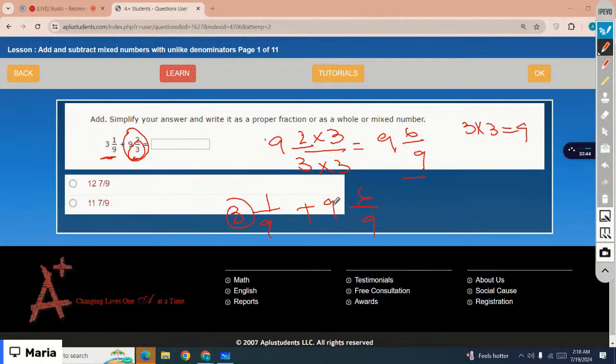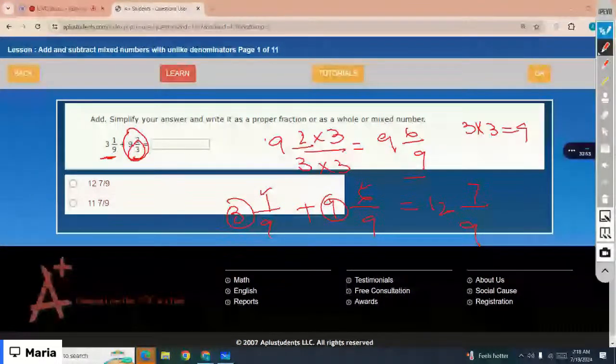You add whole number to whole number. 9 plus 3 makes 12. You add numerator to numerator. 6 plus 1 is 7. And the denominator is the same. That is 12 whole 7 over 9. Got it? If you have any question, please ask.